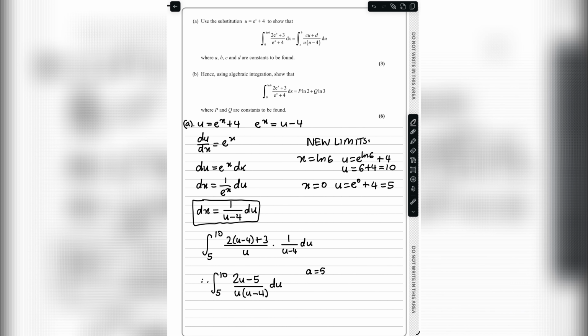So a equals 5, b equals 10, c equals 2, and d equals minus 5. You don't have to state this, but it makes it easier to identify what each of these constants are. In the final part of this question, it says, hence, using algebraic integration, show that the integral on the left equals p ln 2 plus q ln 3.